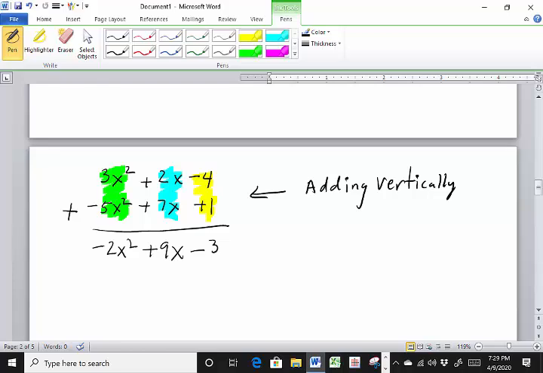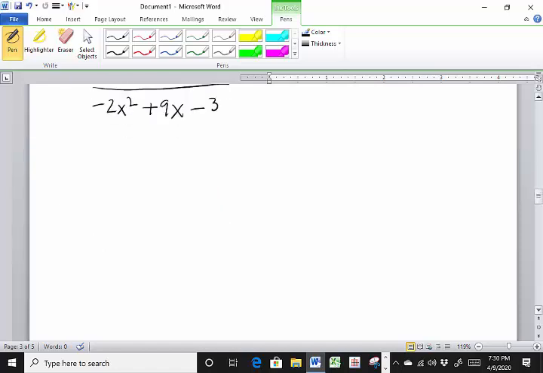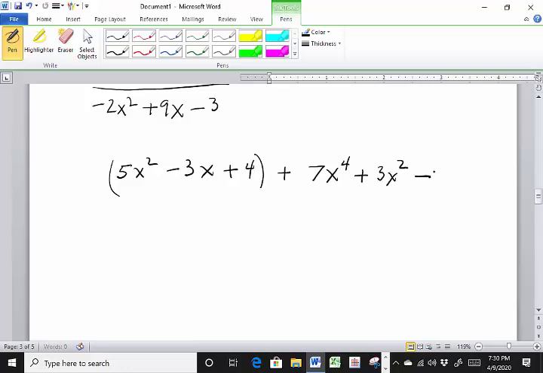So let's go ahead and do another example. Okay, so let's say I have something like this. Let's go 5x cubed minus 3x plus 4. And let's add that to 7x to the 4th power plus 3x squared minus 1, let's say. Okay?